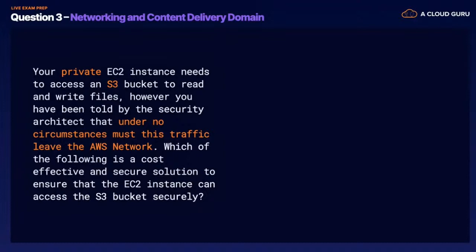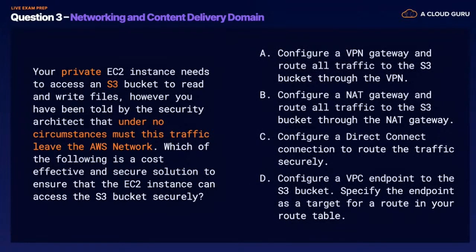And I just highlighted the keywords: we've got the private EC2 instance. It needs to access S3, and we cannot send traffic outside the AWS network. So it can't go over the internet. It's got to stay within the AWS network. So let's take a look at our answers. I'm going to leave you to read the answers yourself and decide which one you like the best. Then you're going to get 1 minute to add your best answer into the chat.